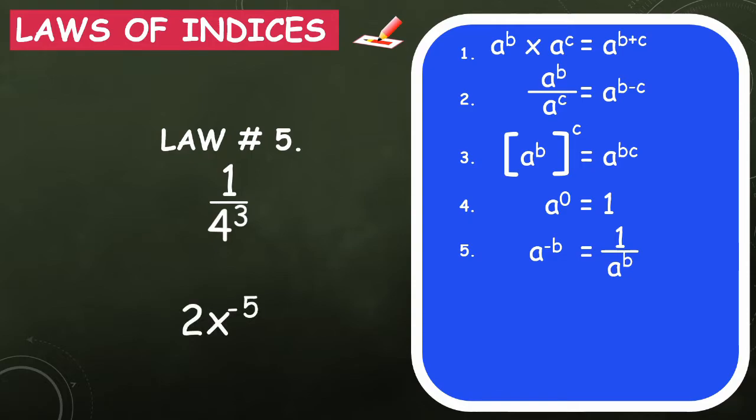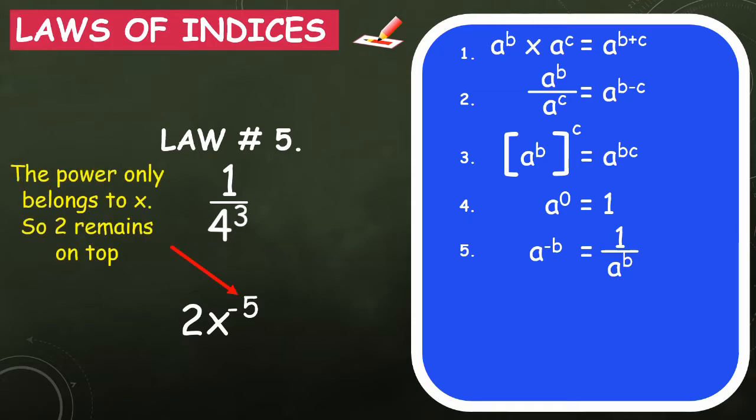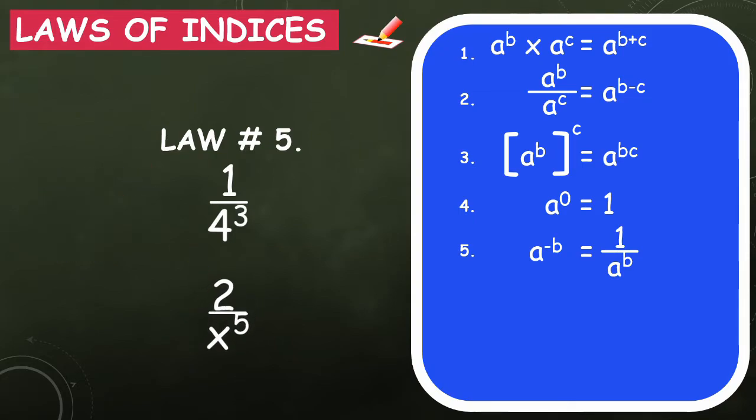2x to the power of negative 5. We have to be careful here. The power negative 5 only belongs to x. Therefore, the 2 remains on top. So the answer is 2 over x to the power of 5.